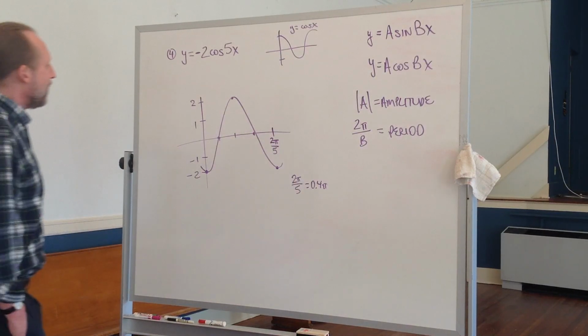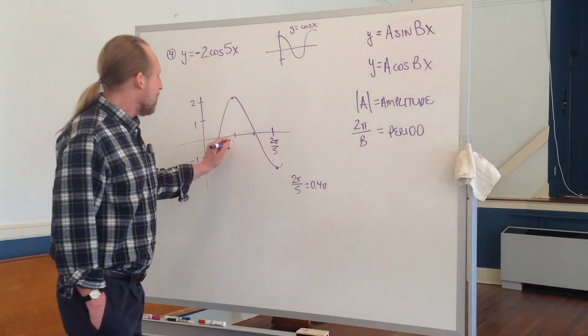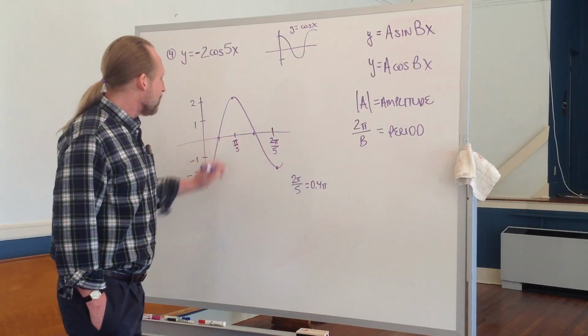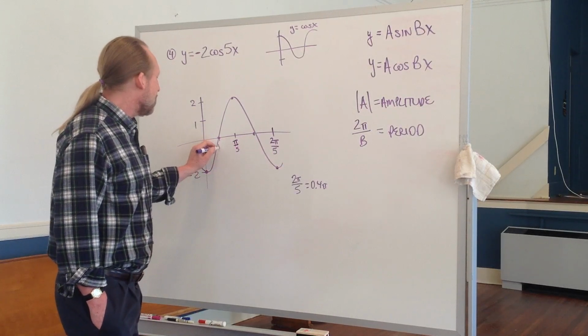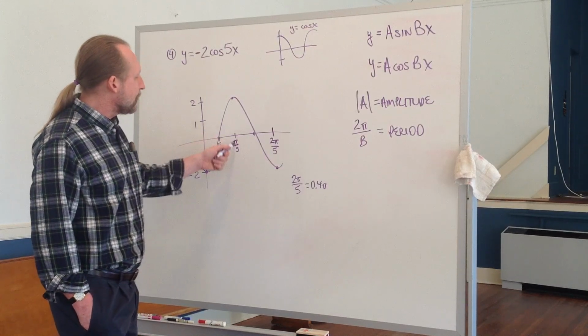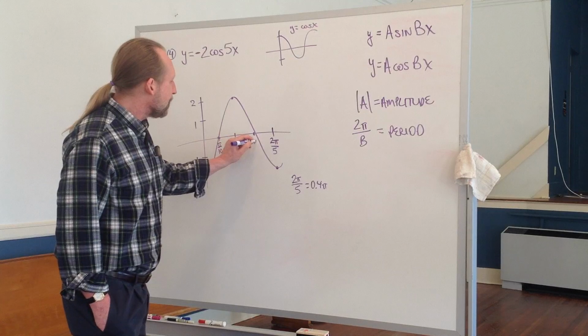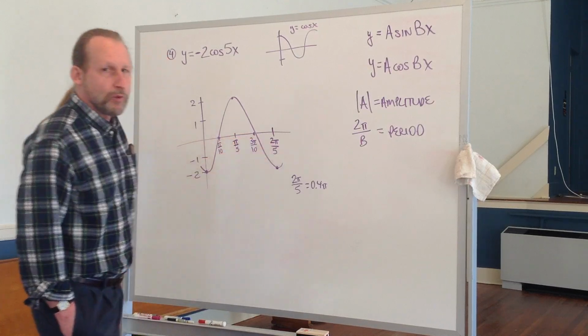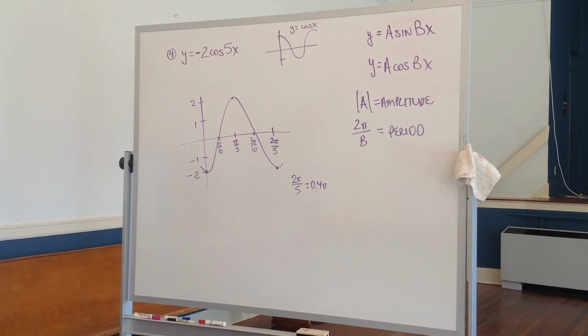Okay, so remember how to do this. Cut this in half, that's 1 pi over 5. Cut it in half again, that's pi over 10. So this is 1 pi over 10, 2 pi over 10, 3 pi over 10, and 4 pi over 10. Okay? And that's it.